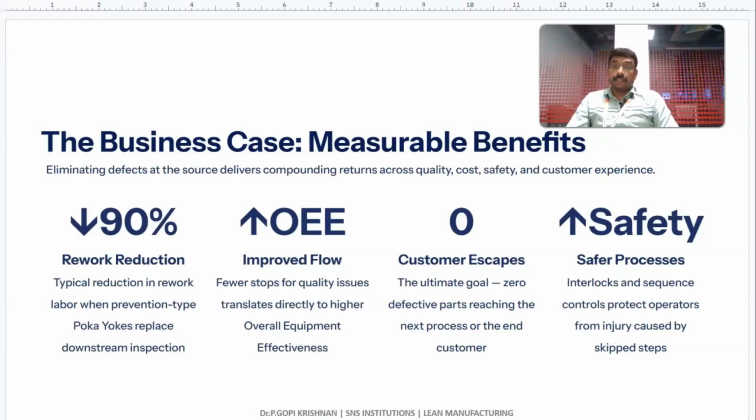The overall equipment effectiveness is improved because we are detecting the failure using tested procedures. There are zero customer escapes, which means zero defective parts reach the next process or the end customer. And the safety in the process, for the operators, moves uphill. That is, interlocks and sequence controls protect operators from injury caused by skipped steps.